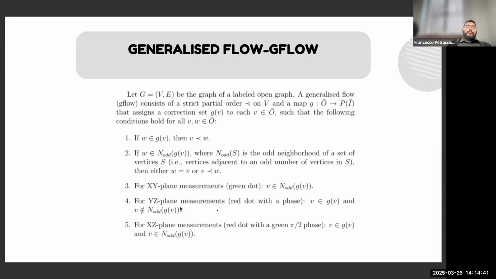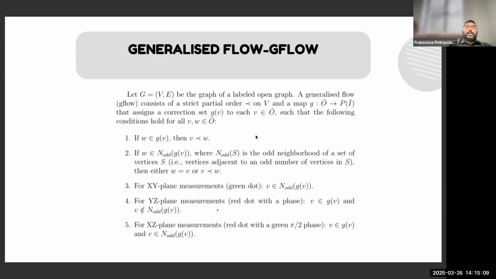So to account for the case when we need more than one qubit to correct, or we have measurements that are not just in the XY plane, we have the notion of generalized flow, or G flow. And it's defined quite similarly to C flow. However, because we are allowing for many correction vertices, we have more conditions.